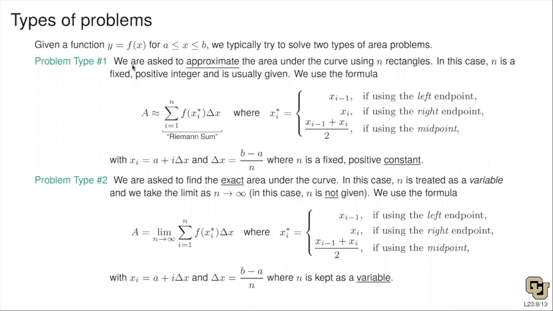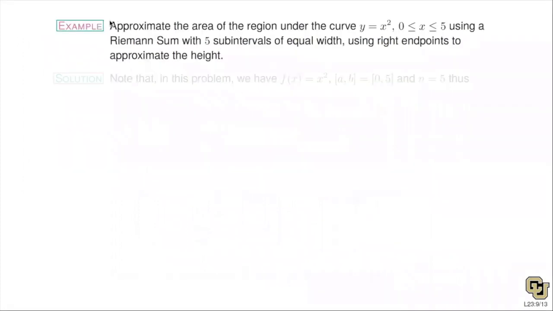So these are the two types of problems that we will be solving, and depending on whether you're approximating or finding the exact area, you will approach this slightly differently. So let's do here an approximation problem. I'll do this quickly and stop. So this is approximate the area. So I'm not going to take a limit here. Here n will be fixed. In fact, they've told us n is 5.